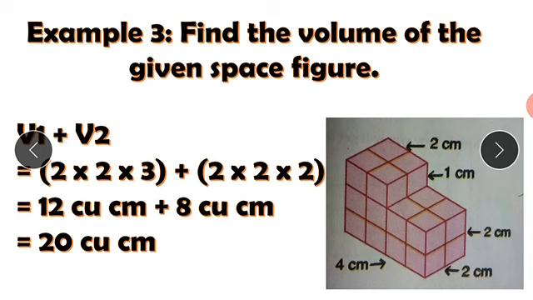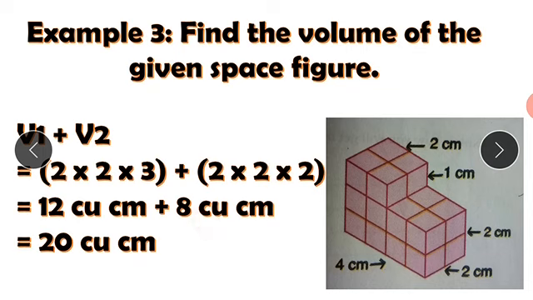Again, let's find the length. Since this is from this point to this point, the length is 2 centimeter. 1, 2. That would be the length. The width is 2 centimeter and the height is 2 centimeter. So 2 times 2 times 2, length, width, height. 2 times 2 times 2 is 8 cubic centimeter.